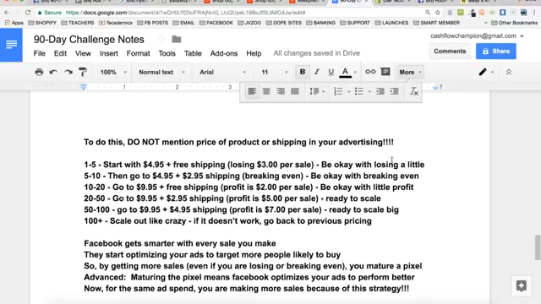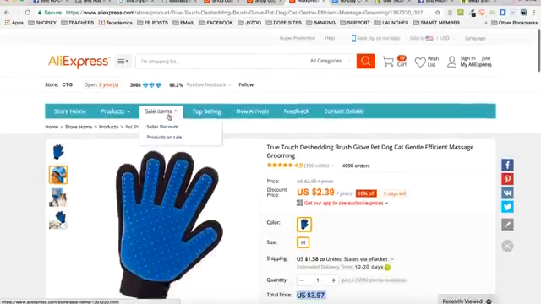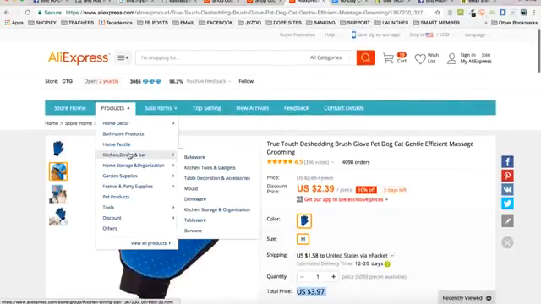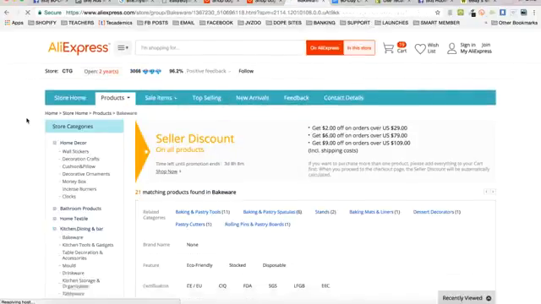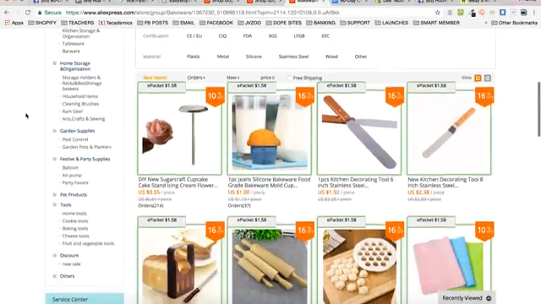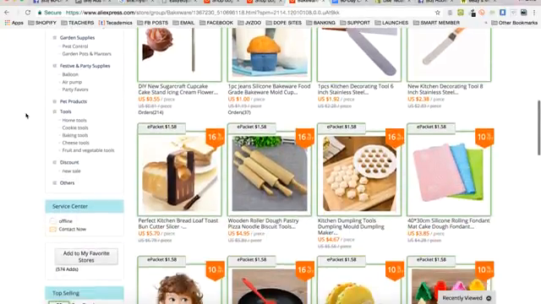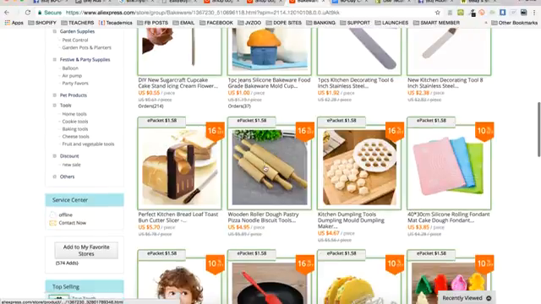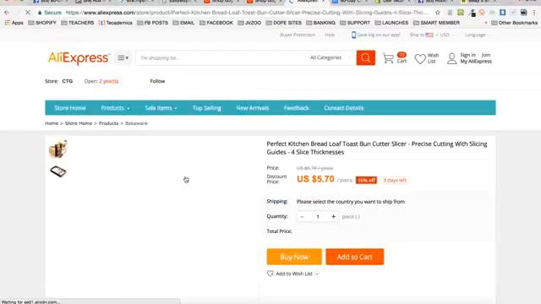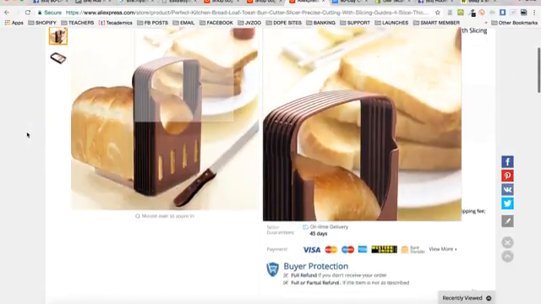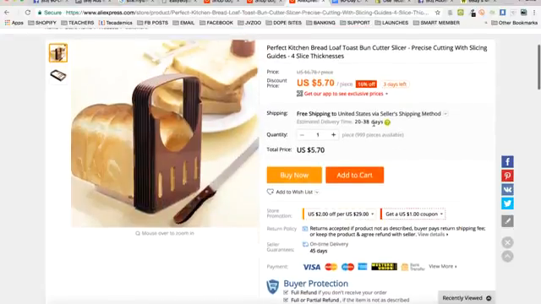So listen, in a nutshell, as long as you want to do the strategy, sales 1 through 5, start with $4.95, or in this case, be okay with losing a little bit. So I'm saying $4.95, but let's choose another product just to give you an example. Let's go to just some random product. Let's go choose a bakeware product. Let's say your product is, let's see, this one, okay? Here's a handy little bread slicer. Let's say your product was this bread slicer right here.